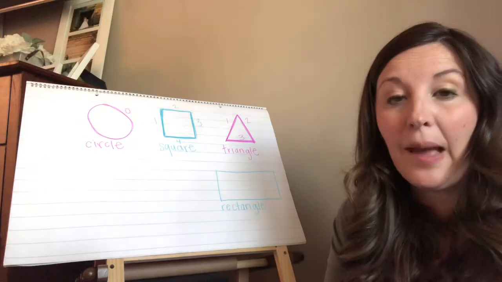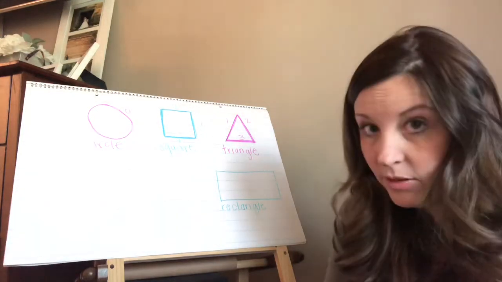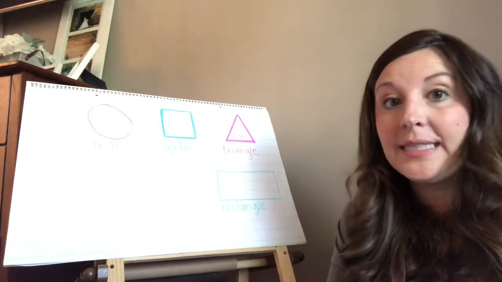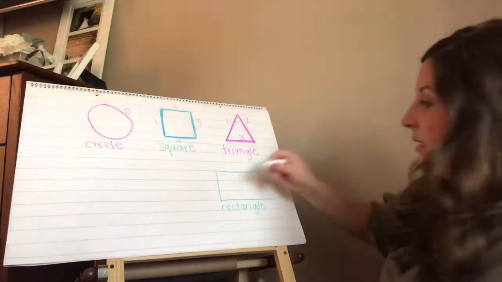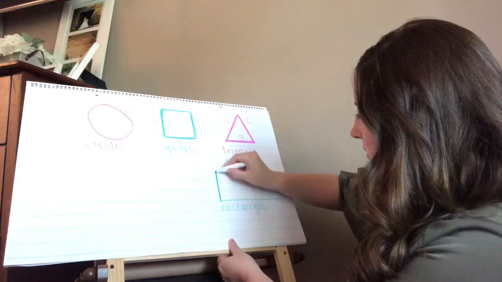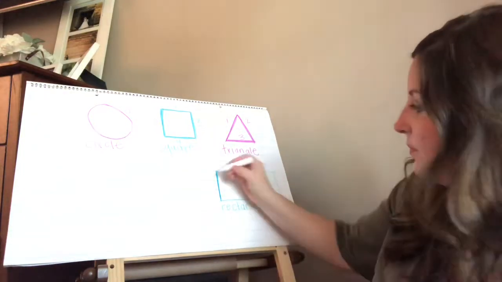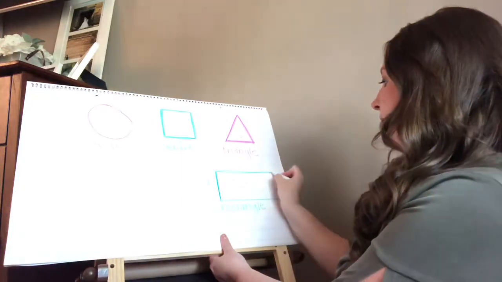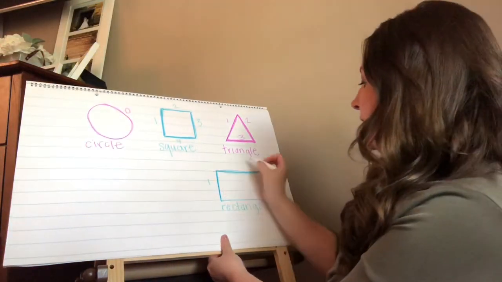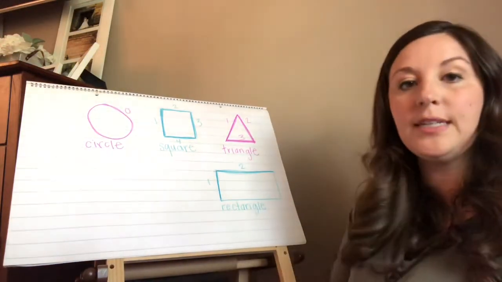Now we're going to see how many sides a rectangle has. Let's count them. Do you see a line or a side? Yep, here's one. So there's one. Yep, there's another one. I'm going to color it in so I can count it. There's 2 sides. Do you see another side?